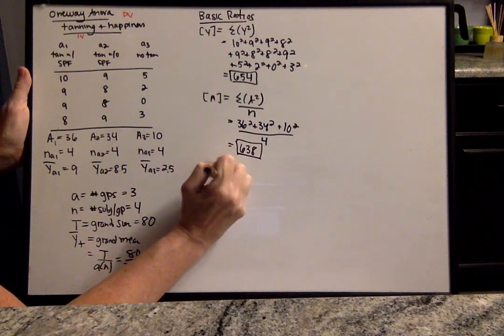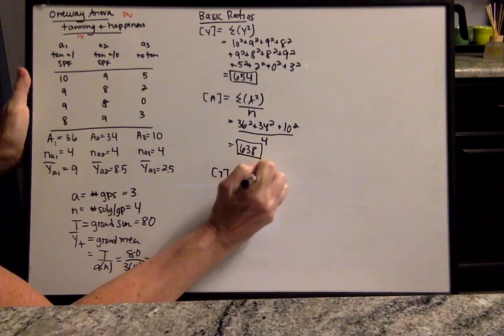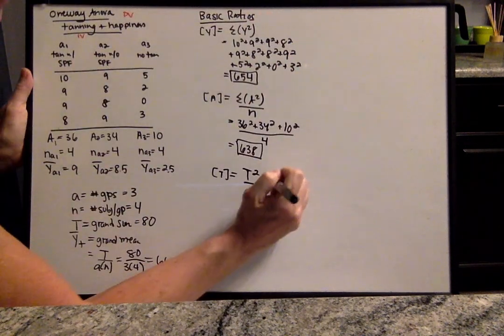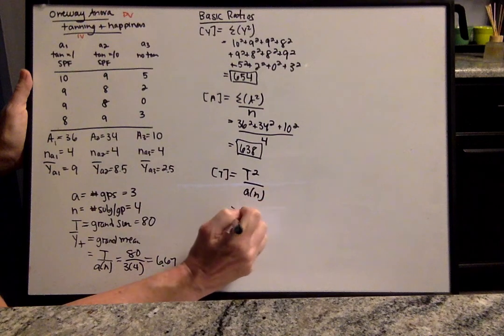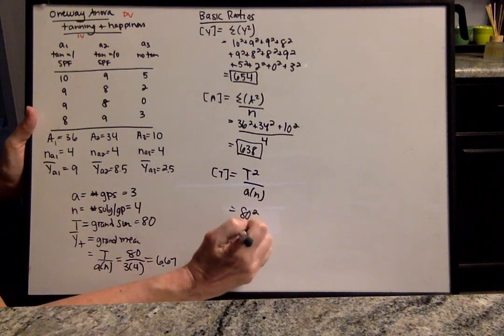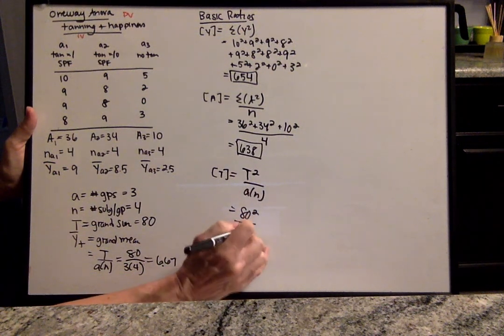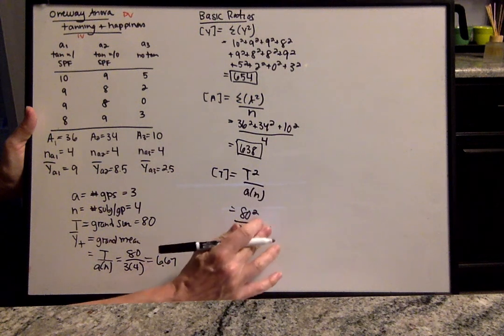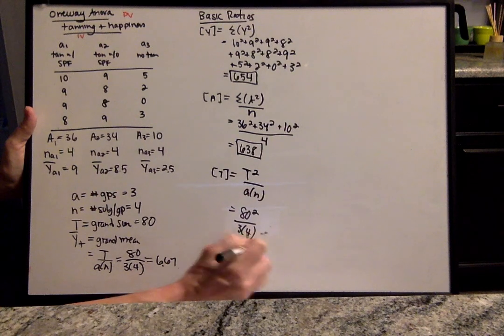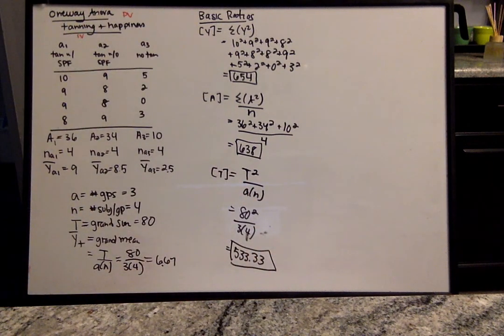Our final basic ratio is our basic ratio for t, and the formula for this is capital T squared divided by a times n. So going over here, our capital T, not our y bar t, our capital T is 80. We're going to square that and divide by little a times little n. So 80 squared divided by 3 times 4. And when I did this, I got 533.33. But again, I encourage you to do that on your own.